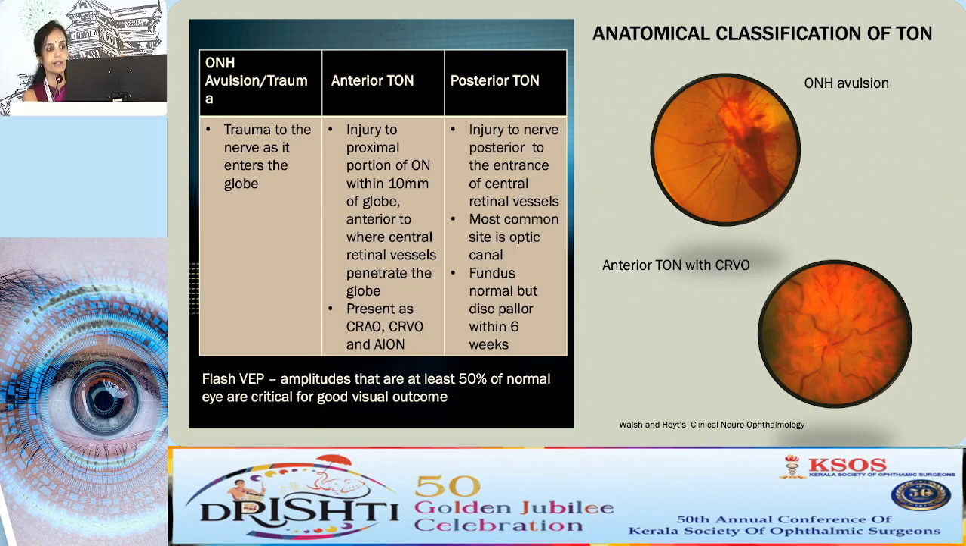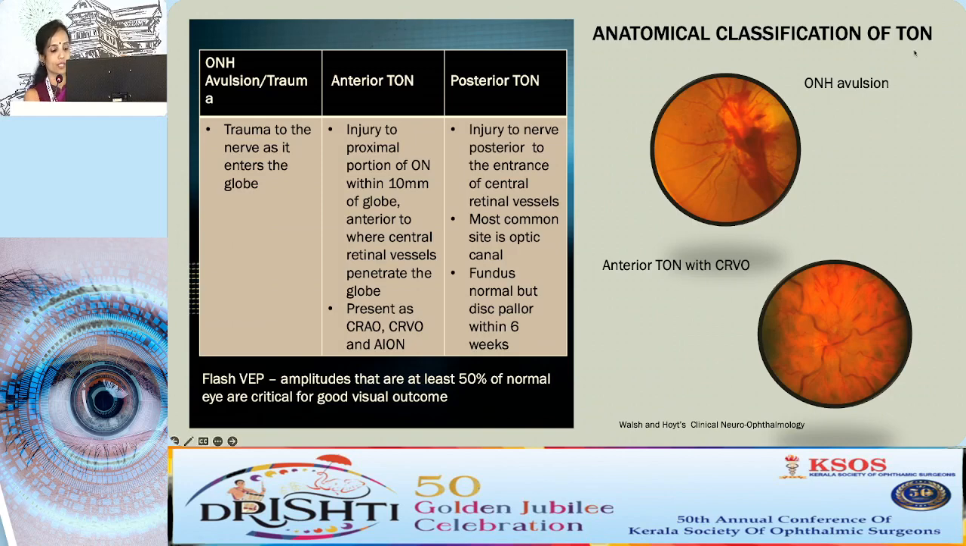If it is in the proximal portion of the optic nerve within 10 millimeters of the globe, it presents like an anterior traumatic optic neuropathy. It can present with either a CRVO or a CRAO-like picture, or an anterior ischemic optic neuropathy-like fundus picture. But if the injury is posterior to the entrance of the vessels, it presents as a posterior traumatic optic neuropathy with absolutely normal fundus, and you may pick up the pallor only after 4 to 6 weeks of onset of trauma. So these are some of the pictures.